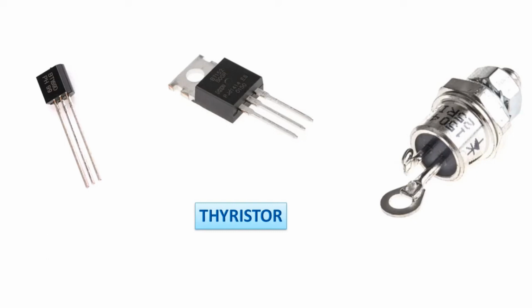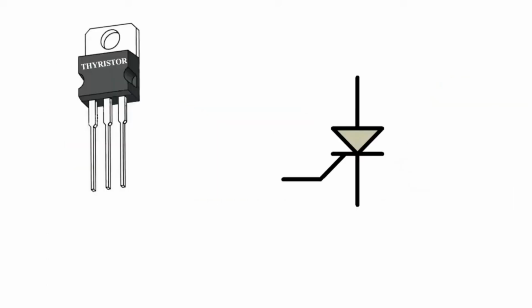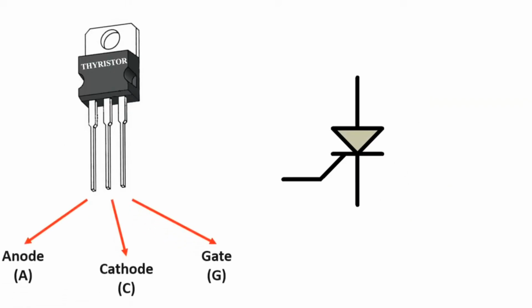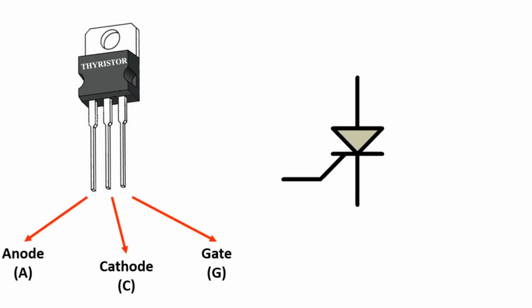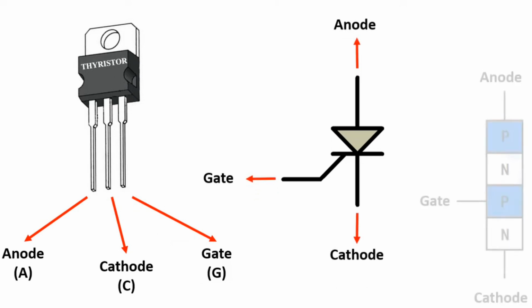Thyristors are generally used for fast switching duty in DC power electronic circuits. Thyristors are similar to transistors. They also have 3 pins. Pin names are anode, cathode, and gate. These also occur in the form of PNPN.